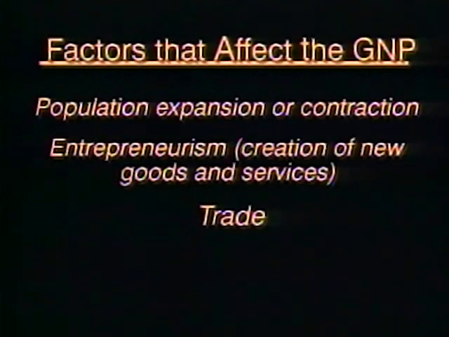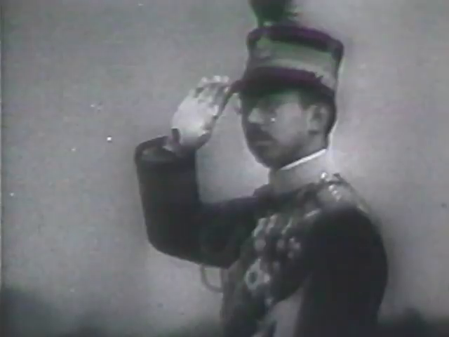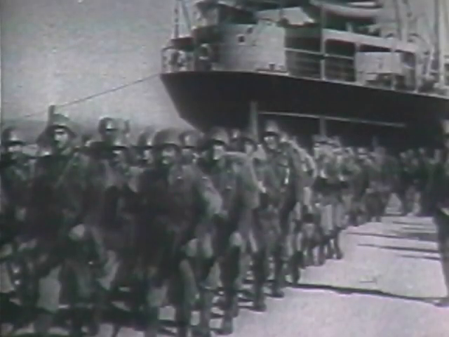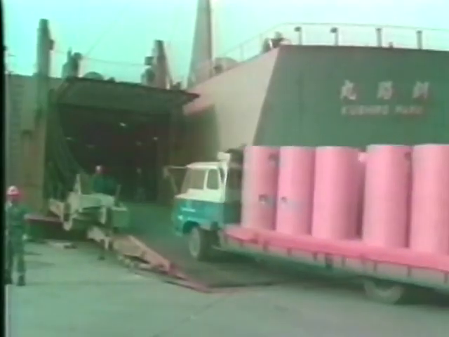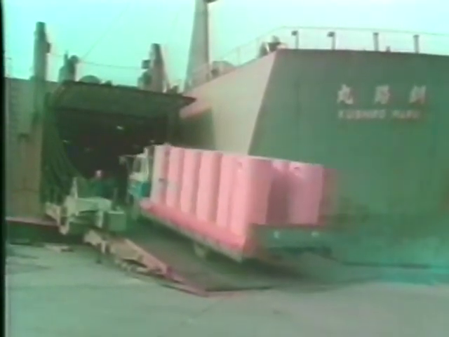Trade. Prior to World War II, Japan was an isolated country. But in the post-war period, it opened up and became a huge trading partner for Western countries. As a consequence, its GNP made a large jump.